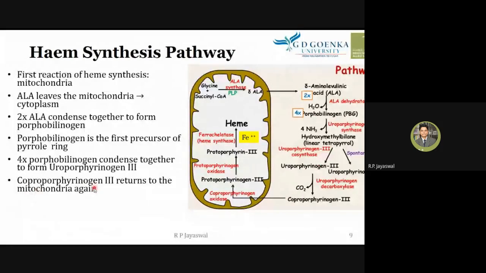Coproporphyrinogen III returns to the mitochondria again. So here we have seen in the pathway that once we get coproporphyrinogen from uroporphyrinogen III, this intermediate compound returns to the mitochondria from the cytosol. And from here we get protoporphyrin III, and finally iron is incorporated into the protoporphyrin III, and it becomes heme. So this is the heme synthesis pathway.